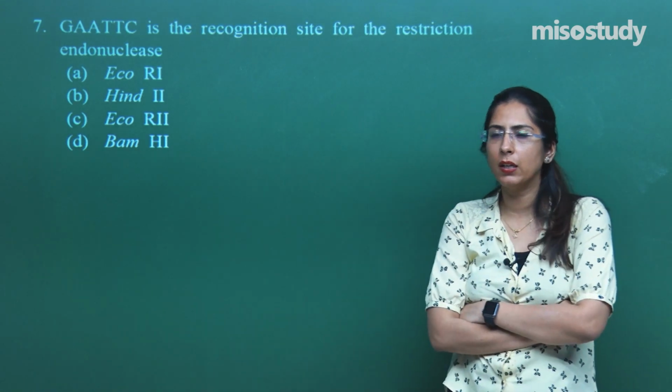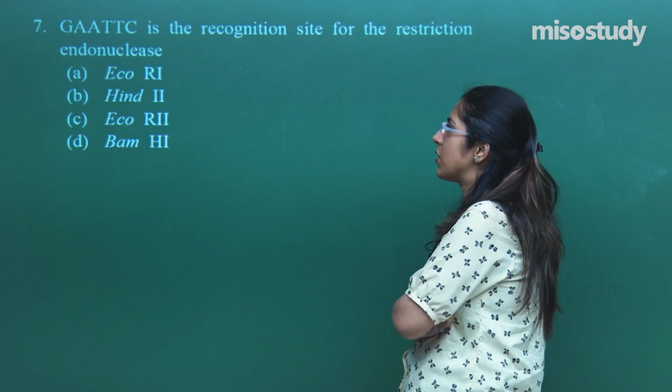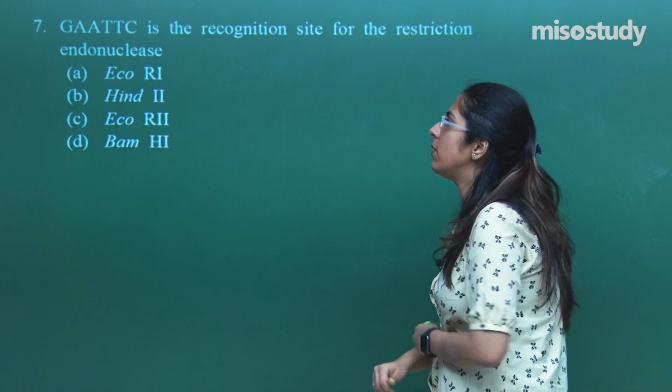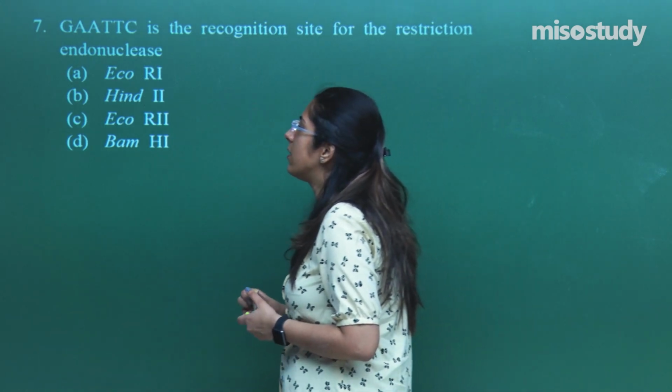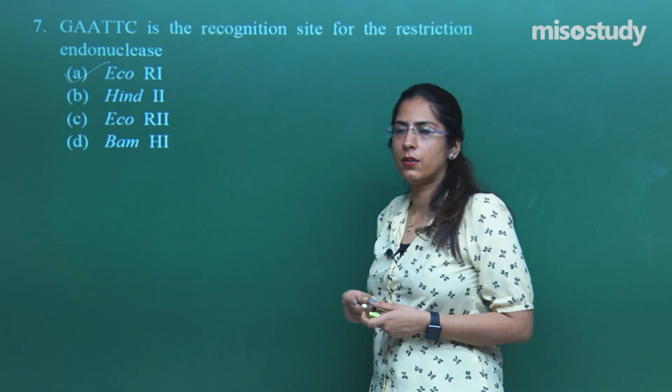So do one thing, take out the chart again. Hope you remember, hope you have seen those sessions, and in that session you will be able to remember that GAATTC is the sequence which is identified by EcoR1, right?